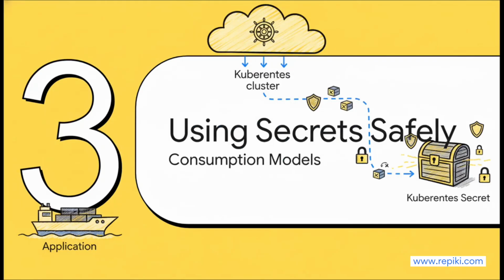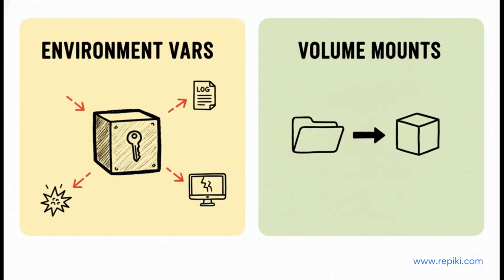Okay, so now that we've hopefully stomped out that dangerous misconception, let's talk about the right way to get that secret data from a Kubernetes Secret into your actual application. So you've got two main options here. First, you can inject them as environment variables. This is super easy to do, but it's risky.